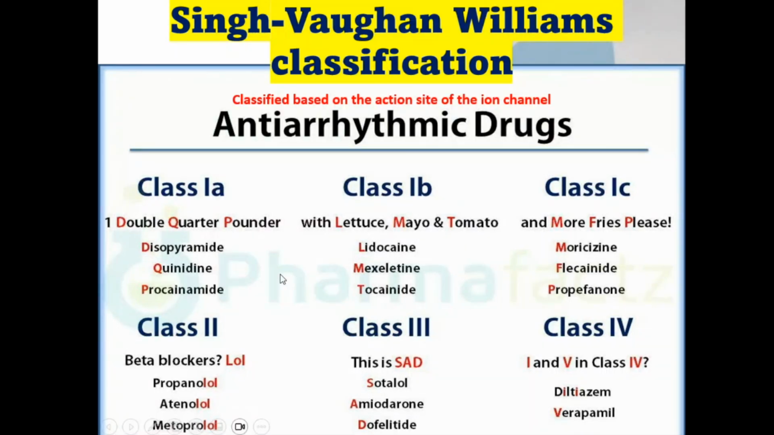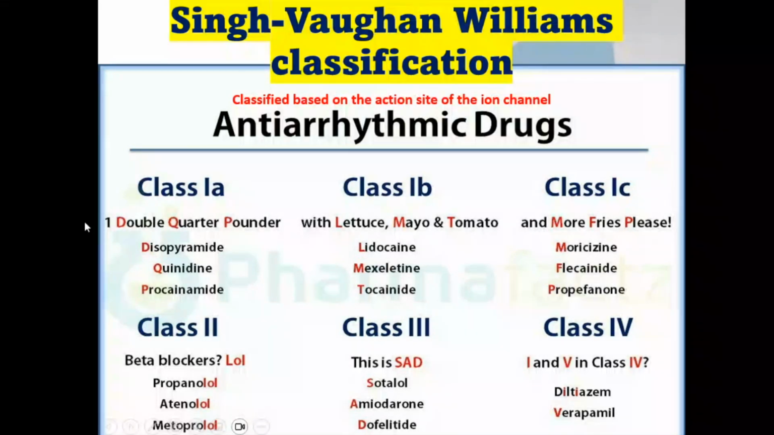Next, you have class 2, which is beta blockers, all ending with lol. You know, propranolol, atenolol, metoprolol. Class 3 is potassium channel blockade. This is the mnemonic they gave: SAT, sotalol, amiodarone, and dofetilide. There are a few others also. Sometimes there is ibutilide and others. The main two are sotalol and amiodarone. And then finally, class 4 is calcium channel blockers, where you have your diltiazem and verapamil.